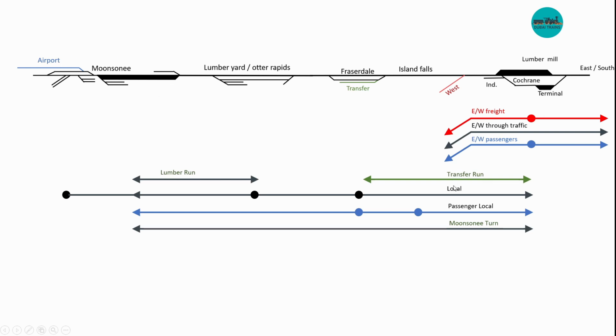So one important thing to note, the transfer run, local, passenger local, and the Moosonee turn all originate and terminate in Coltrane. Why? Well, because we have a terminal there, and we don't have a terminal in Moosonee. Only the lumber run originates in Moosonee, so there will be one small locomotive there, and there will probably be an extra switcher in Moosonee to classify all the cars for the Moosonee turn, do the local switching of the industries, the airport, and the seaport there. So that's it. Let's wrap up here.